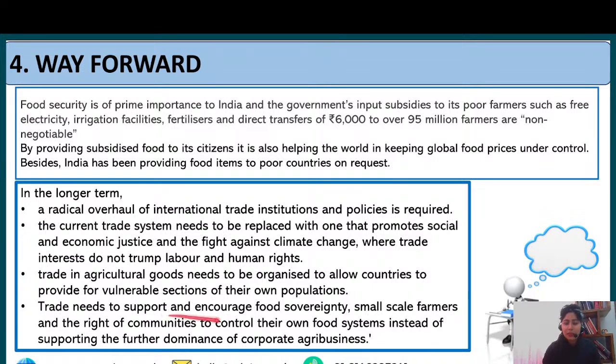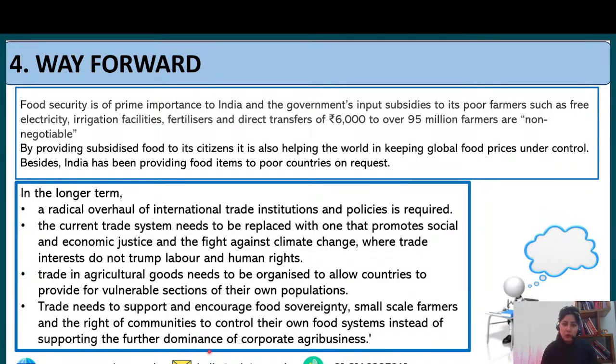And trade needs to support and encourage food sovereignty. That means a country should be self-sufficient in terms of food production and food consumption. Like a country should be at least able to provide and be allowed to provide for its own population. At least that should be allowed. That means food sovereignty is very important. Otherwise, any geopolitical pressure, any economic tussle at geopolitical level can push people into the state of hunger anytime. So small scale farmers and the rights of communities to control their own food systems should be supported, instead of supporting the further dominance of corporate agri businesses.